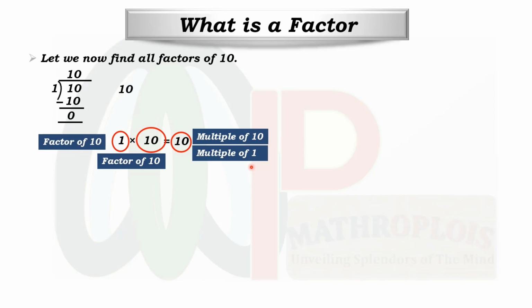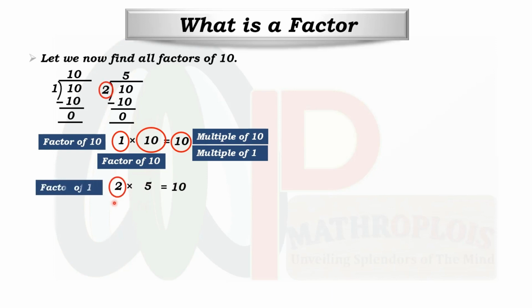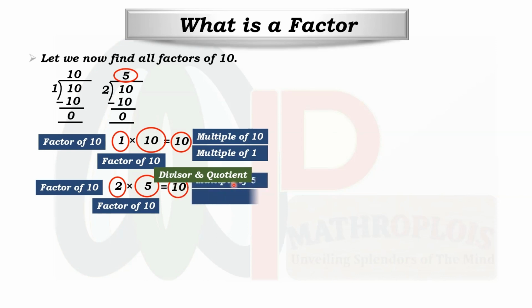Now divide 10 with its next divisible number, 2. The 10 has been divided completely, without leaving any remainder. 2 multiplied by 5 gives the product 10. 2 and 5 are factors of 10. Here in division 2 is divisor and 5 is quotient. The product 10 is a multiple of 2 and 5.